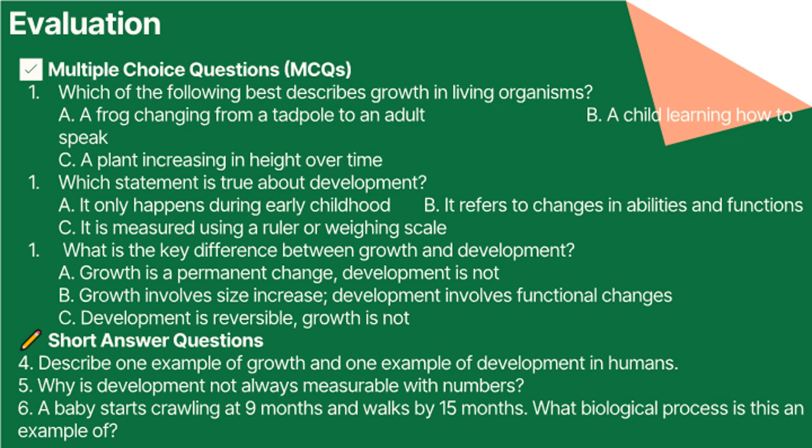Question 4. Describe one example of growth and one example of development in humans. Question 5. Why is development not always measurable with numbers? Question 6. A baby starts crawling at 9 months and walks by 15 months. What biological process is this an example of?